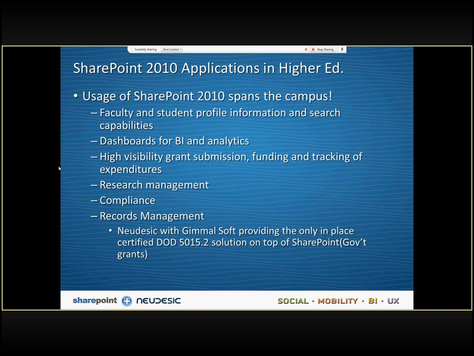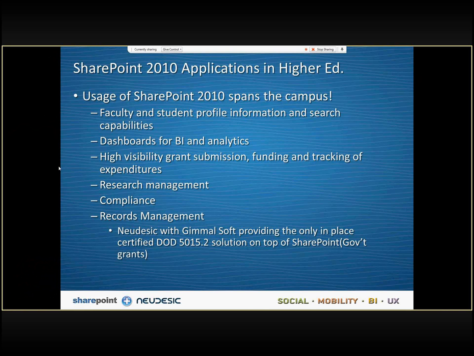All right, so looking at SharePoint 2010 applications in higher ed, looking at the uses of SharePoint and how some of the customers that we've worked with in higher education have taken advantage of it. There's a variety of ways to take advantage of the platform, from working with just small groups inside your faculty or research departments to managing student profile information across the whole entire campus. Business analytics and dashboards, those types of things that might be done at more of a research level or even in the administration section. Grant submission, funding, and tracking expenditures. We've worked with some universities out here on the west side of the country dealing with just grant submission and funding, which was a really interesting piece.